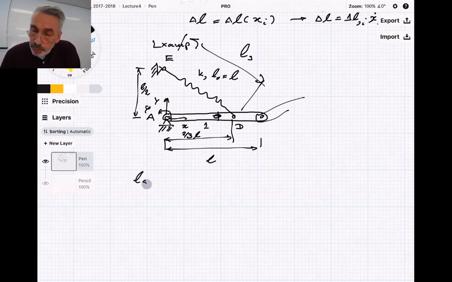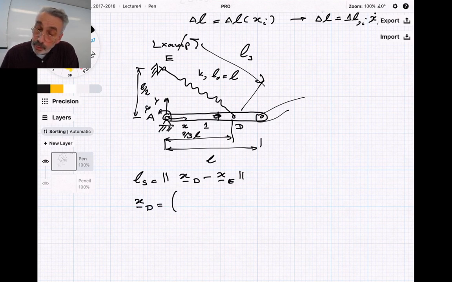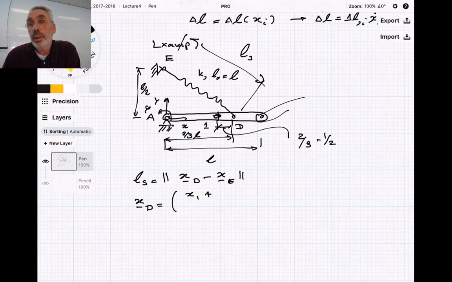So the length of the spring is easily expressed as the norm of these positions, xd minus xe. And those positions are also easily calculated. xd, the x position of that, starting from body 1, of course, is x1 plus, now we need this small distance here. That is 2/3 minus 1/2, and that's 1/6 L, and it's the cosine of phi 1, right?